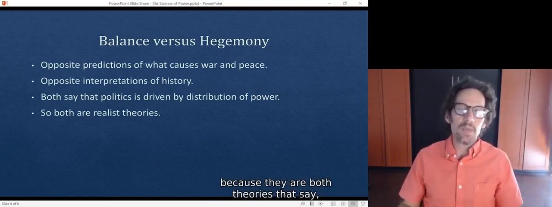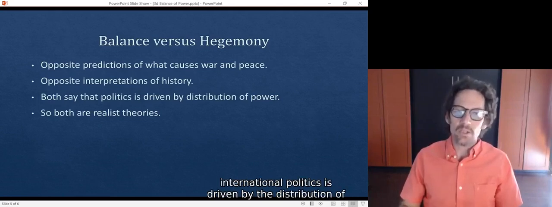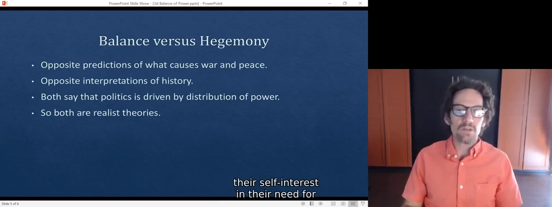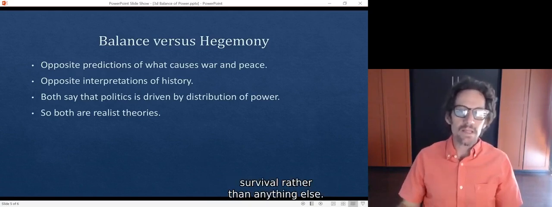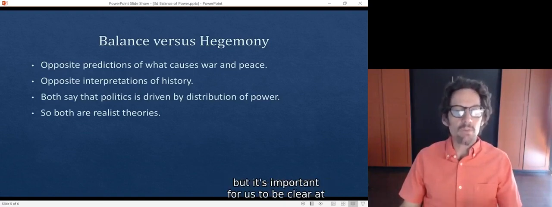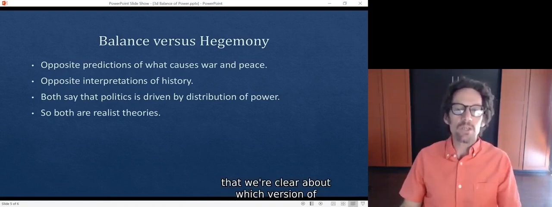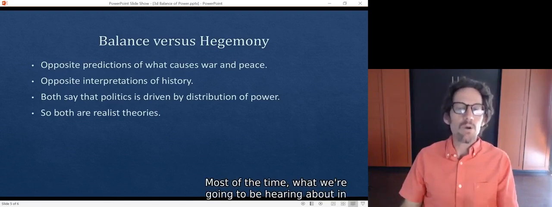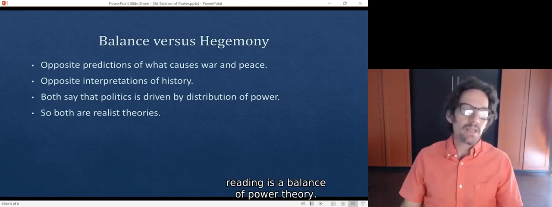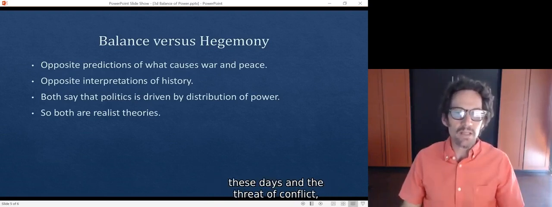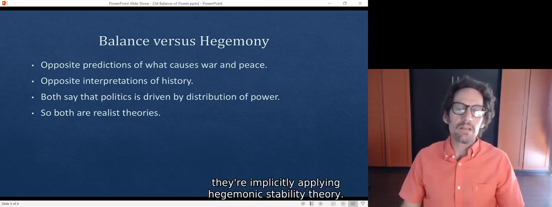And the reason that we do that is because they are both theories that say international politics is driven by the distribution of power in an environment in which security is scarce, and states are driven by their own conception of their self-interest and their need for survival rather than anything else. In that sense, these are both realist theories, but it's important for us to be clear, at any given time that we're reading or applying realist theory, which version of realist theory we're dealing with. Most of the time, what we're going to be hearing about and reading is balance of power theory. But as I pointed out in my case of China and the US, when people talk about the rise of China these days and the threat of conflict, whether they mention it or not, they're implicitly applying hegemonic stability theory.